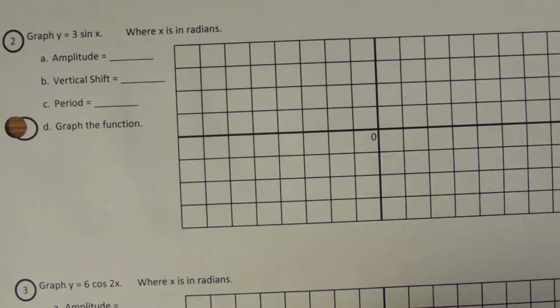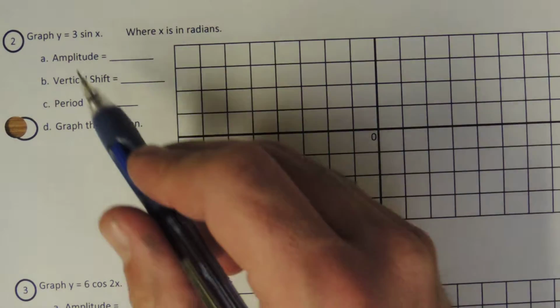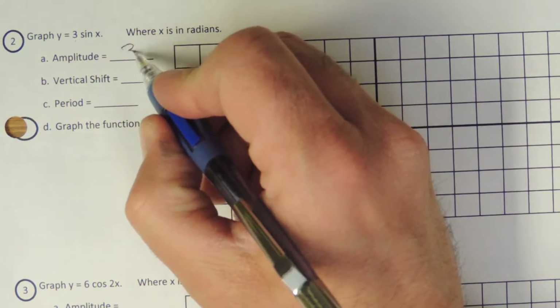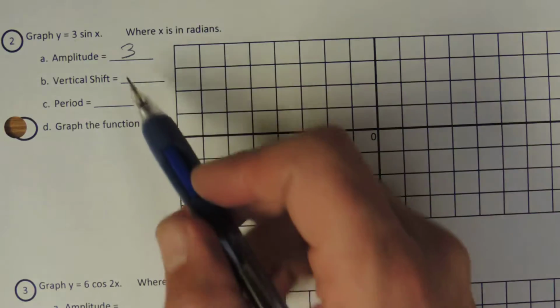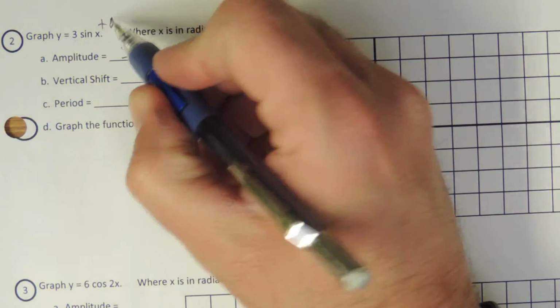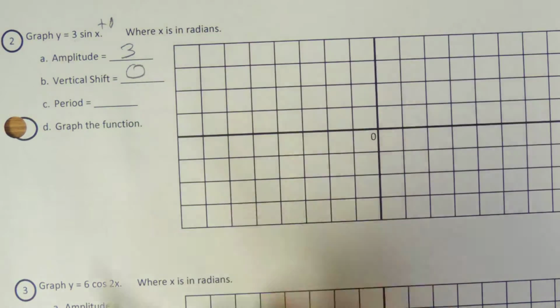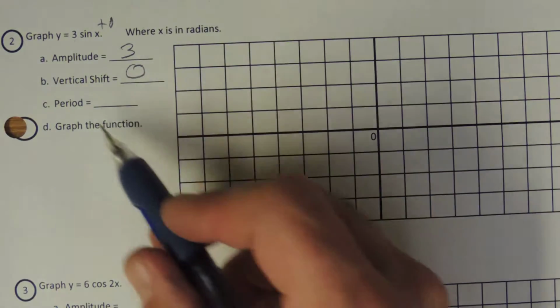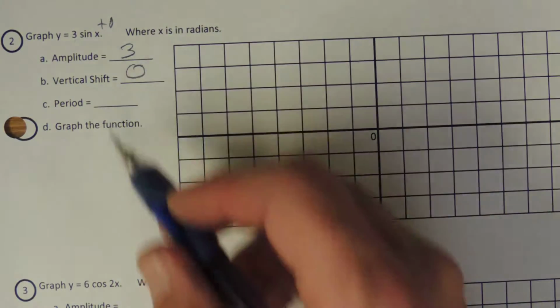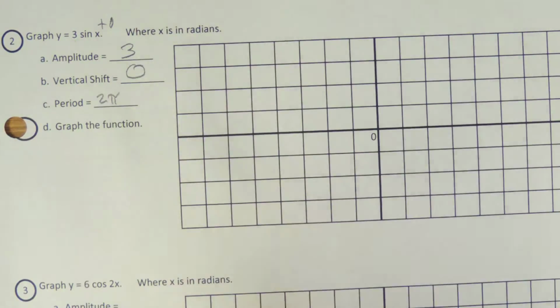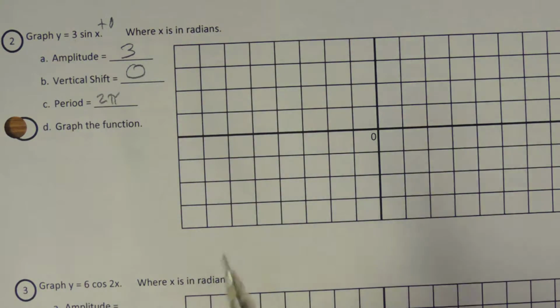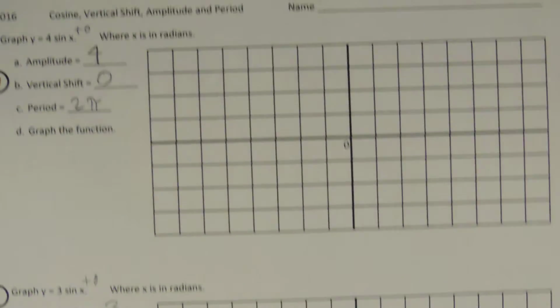Okay. I'm sure that you found that the amplitude was 3, because this number multiplied by sine is 3. Once again, I have no vertical shift because it's really plus 0. There's nothing added. And the period is, once again, 2 pi, because x is by itself.